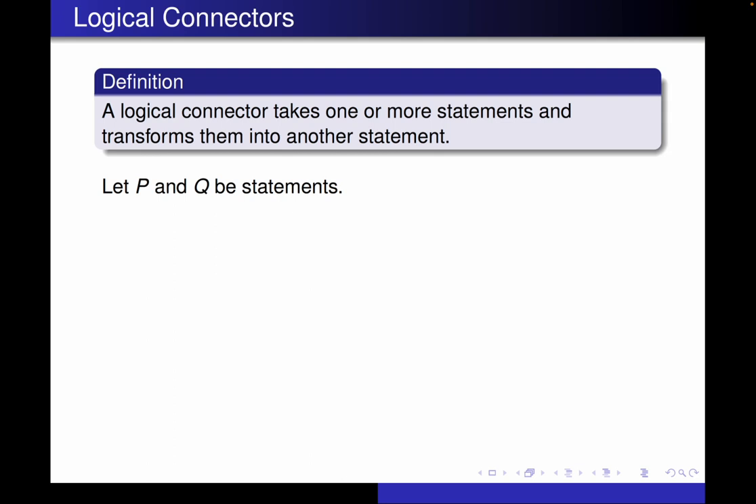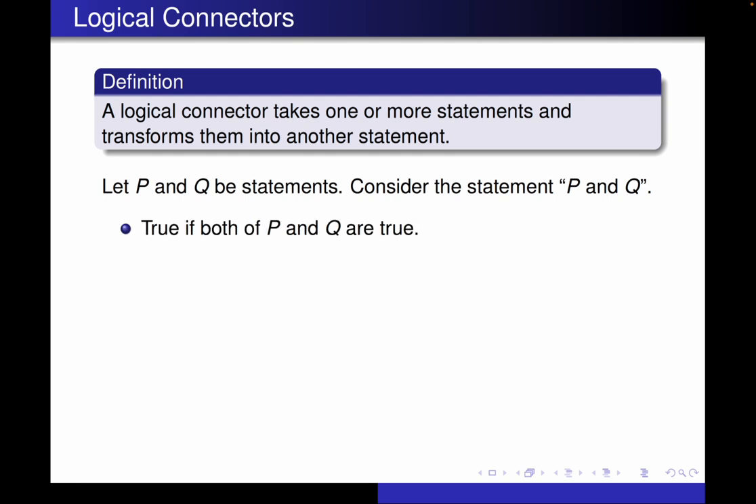The next one we're going to look at is the AND operator. So you take two statements P and Q, and you combine them using the statement P and Q. This is going to be true if both P and Q are true, and it's going to be false otherwise. In other words, if one or both of P and Q are false.